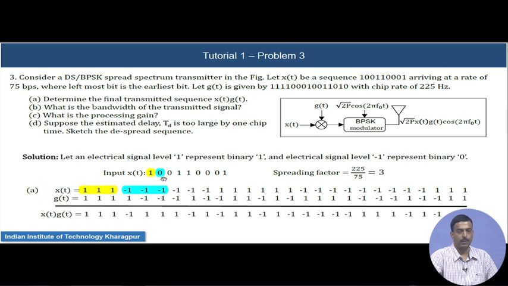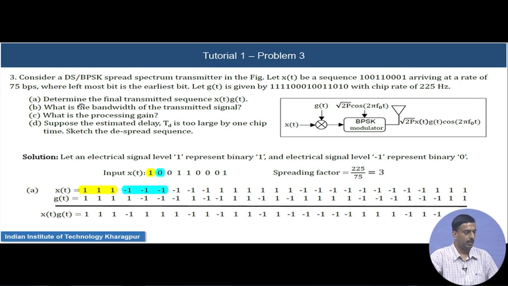Again, for illustrative purposes, the second bit is a 0, and we can see that 0 is represented by -1, and for the next 3 bits of the pseudorandom data, we multiply with this same bit, that is 0, because of the spreading factor, and we correspondingly obtain the output. So in this manner, we managed to get the spread signal.